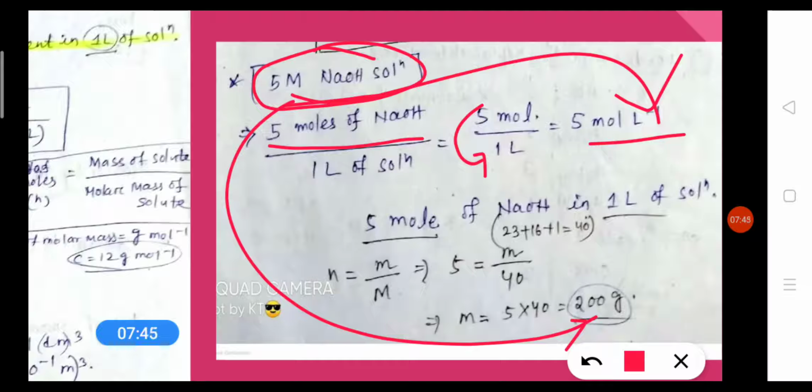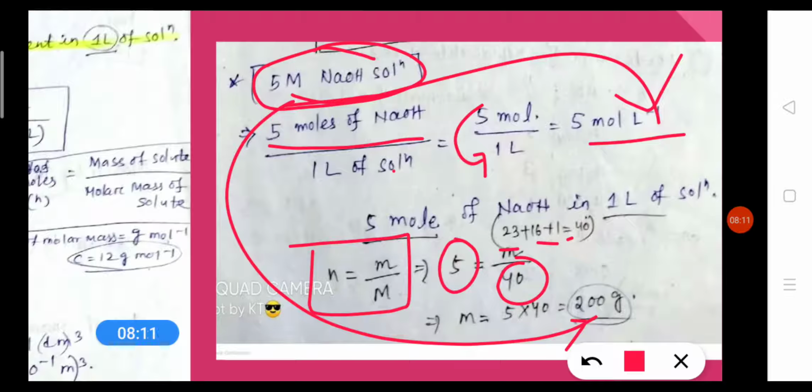We know the formula: number of moles is equal to given mass by molar mass. Then what is the given mass? What is the total mass in the solution? Small m has to be calculated. Then n is equal to 5 mole, and the molar mass of NaOH is 23 plus 16 plus 1, which is equal to 40. Then we can calculate small m, the mass of the solute, which is equal to 200 gram. In this way, 5 molar NaOH solution means 200 gram of NaOH in 1 liter.